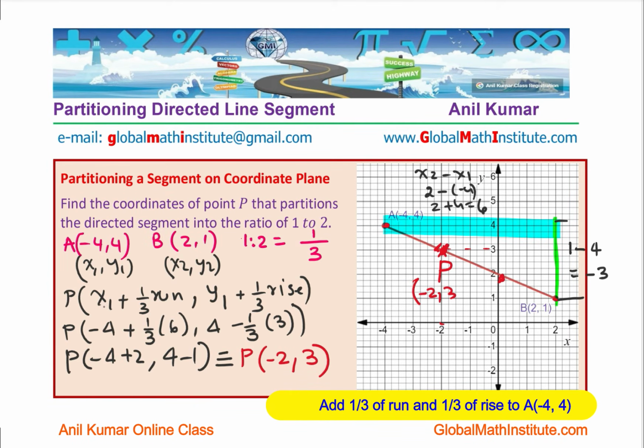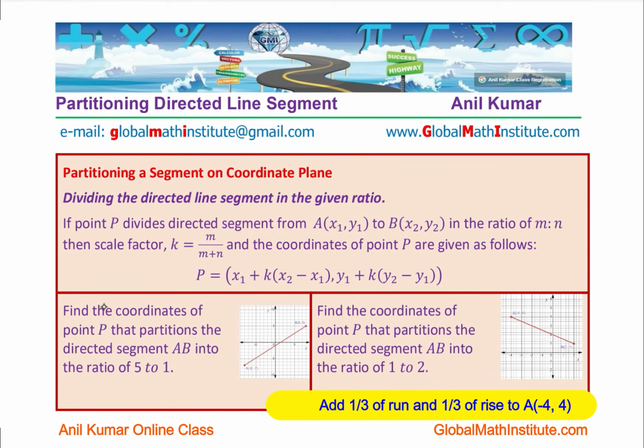So I hope with this you have also understood the method, and here is the formula which we actually apply. So partitioning a segment on a coordinate plane really means dividing the directed line segment in the given ratio. If point P divides directed segment from A (x1, y1) to B (x2, y2) in the ratio of m is to n, the scale factor is m divided by m plus n. And the coordinates of point P are given as follows.